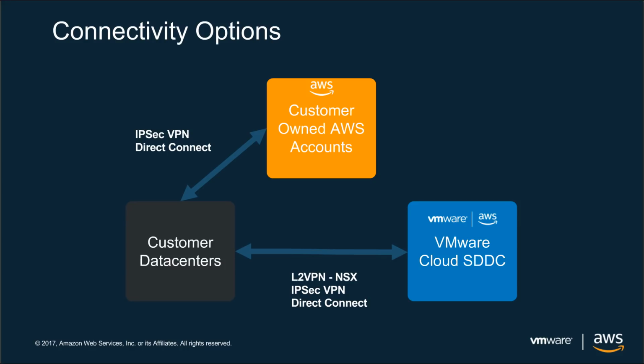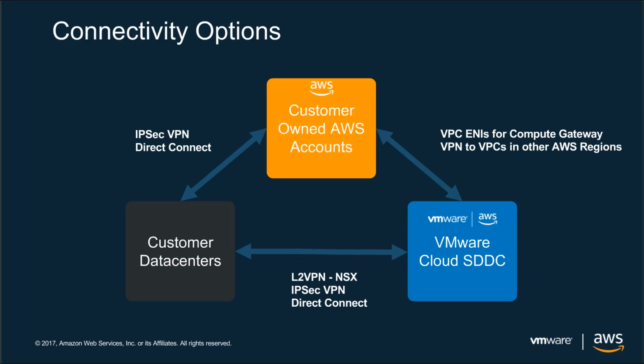And then connecting your on-prem data centers into your customer-owned AWS accounts. This is pretty much the same connectivity you have today. So you have the option of using IPsec VPN to connect those two together, but you can also use Direct Connect. So Direct Connect allows you to connect your on-premises networks into the AWS VPC subnets that you have in that environment today.